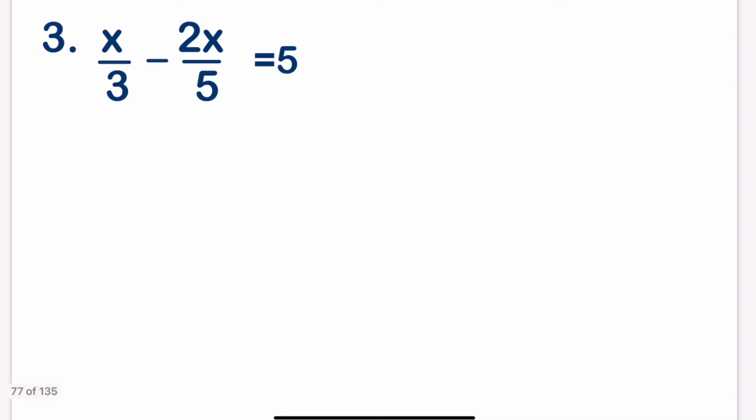Let's move to question 3. For cases like that of question 3, since we have a denominator on both sides, the best thing to do is to eliminate the denominator. We can do that by using the LCM. So we have to find the LCM of the denominators. The LCM of 3 and 5 is 15.